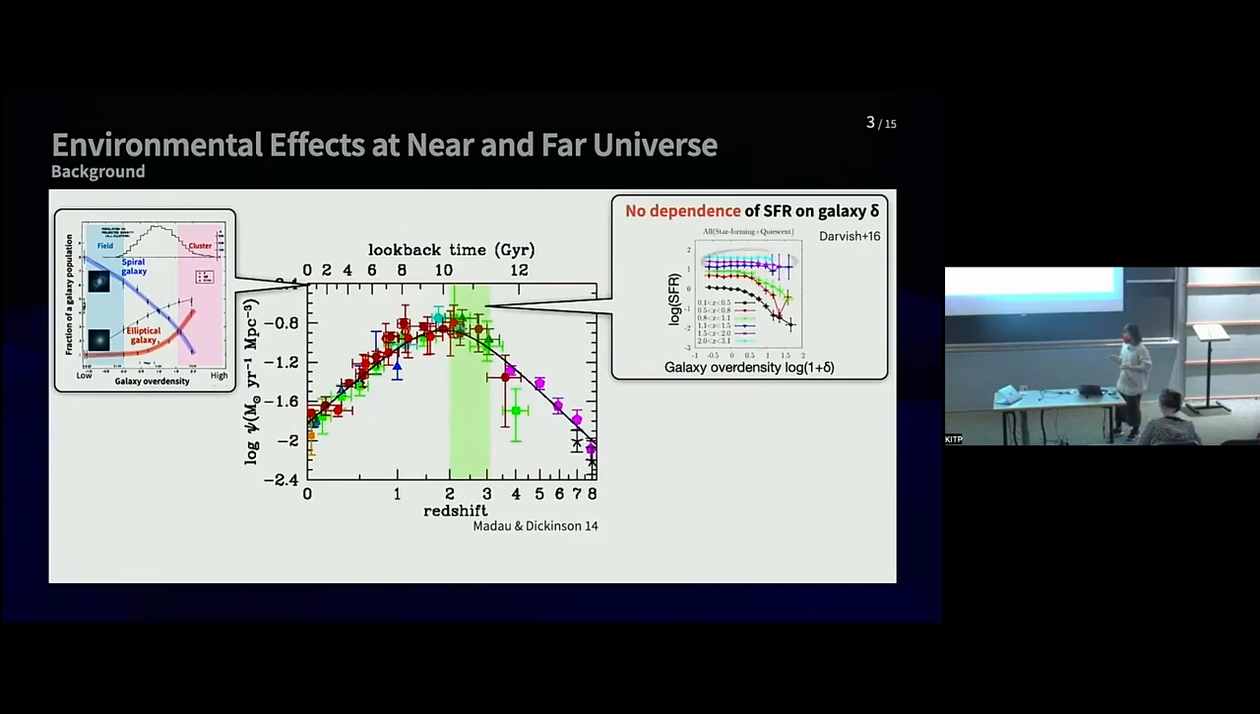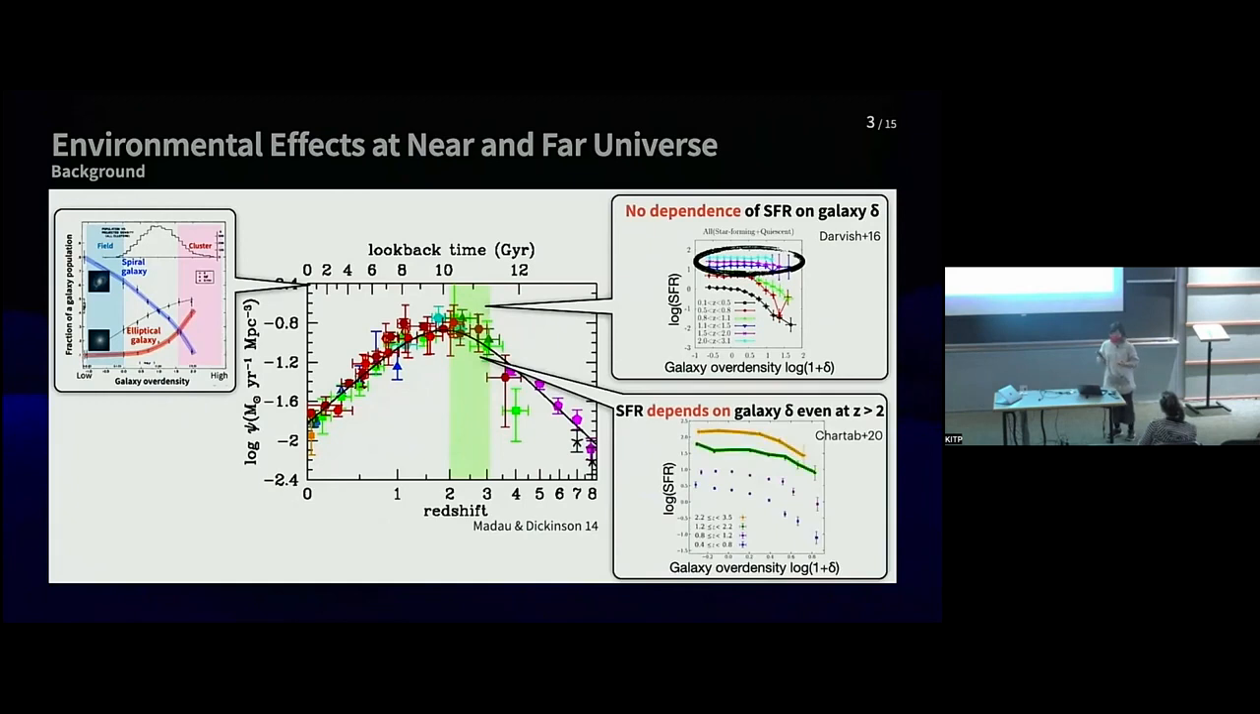Some studies suggested that the internal process plays a dominant role. For instance, this study shows that star formation rate at redshift 2 to 3, marked by this black circle, does not depend on galaxy overdensity. In contrast, other studies observed environmental effects by showing the decline of star formation rates depending on the galaxy overdensity, as I highlighted with the lines in orange and green.